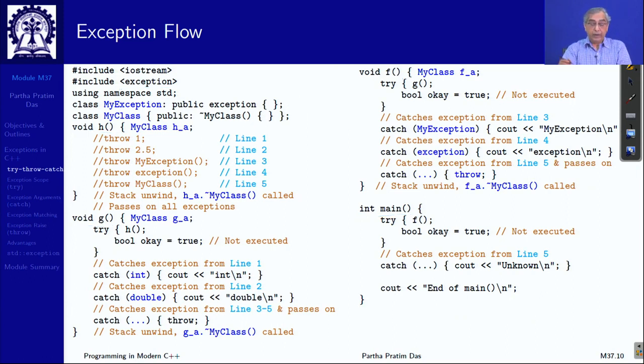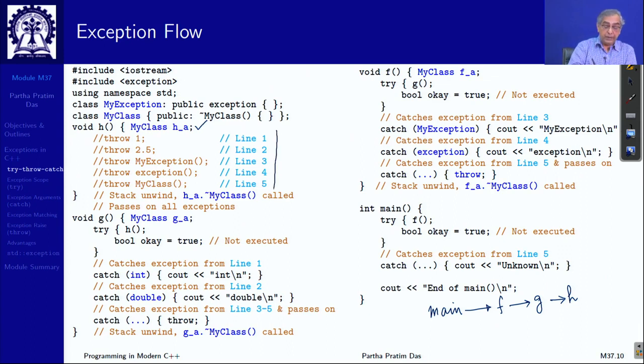Now, H, I am sorry, I should not have erased this. This is important for you to keep in mind. In this code, H is the deepest call that I have. Within the scope of H, I construct an object of my class. This is just for illustration of automatic variable handling.